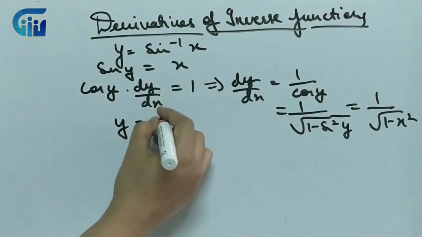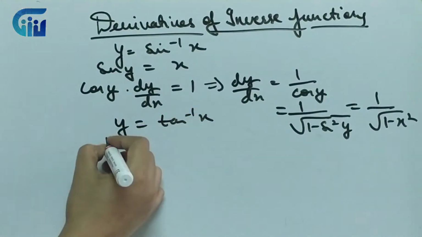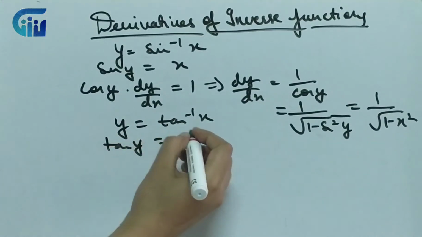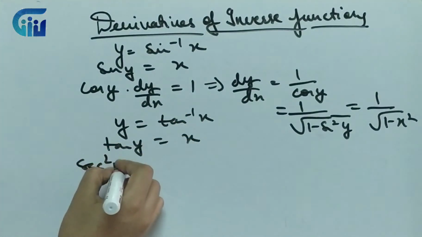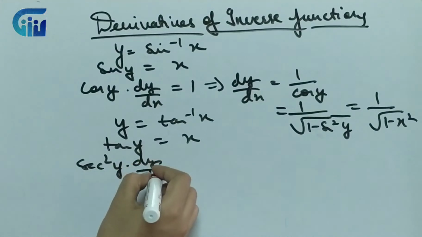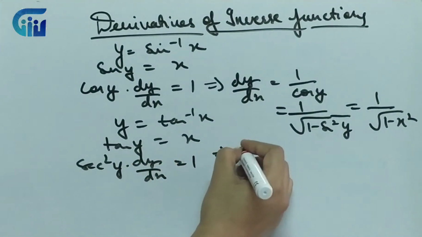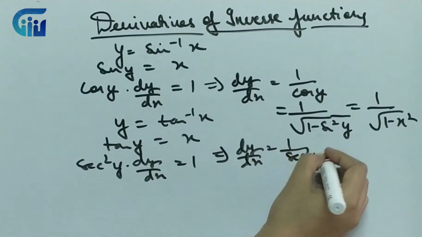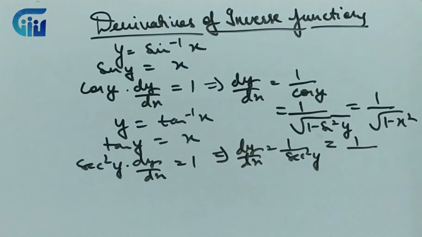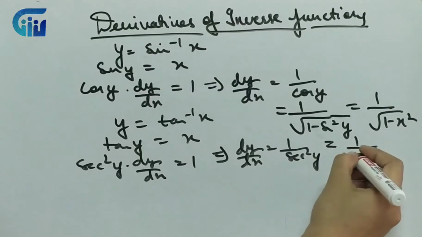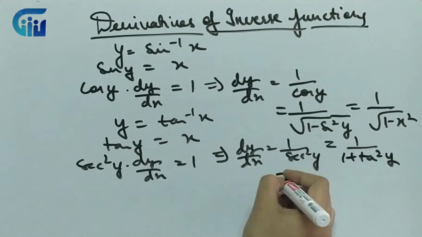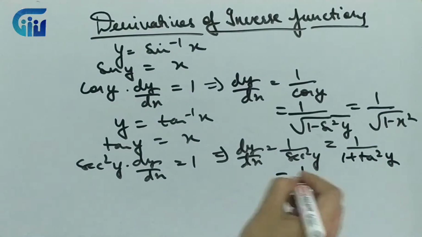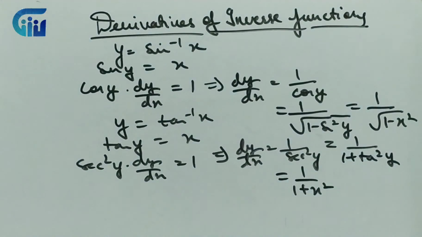जैसे tan inverse है, so I'll just write tan inverse x, taking tan of both the sides, tan y is equal to x. Differentiating, sec square y, y का derivative dy by dx, x का derivative 1, right? So dy by dx क्या आ जाएगा? 1 upon sec square y. So do we have any identity? 1 plus tan square theta. So 1 plus tan square y. So tan y क्या था? x. So 1 upon 1 plus x square, right?